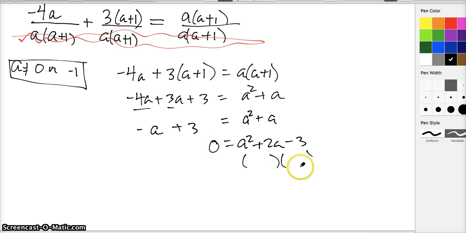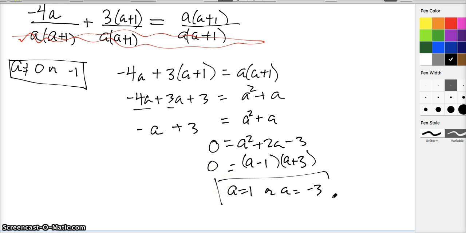I can factor that because that's how we solve these. And when I do that, I get a minus 1 times a plus 3, and I can FOIL that out, and I can multiply that back together and be confident that that's how it factors. And then a is equal to 1, or a is equal to negative 3.